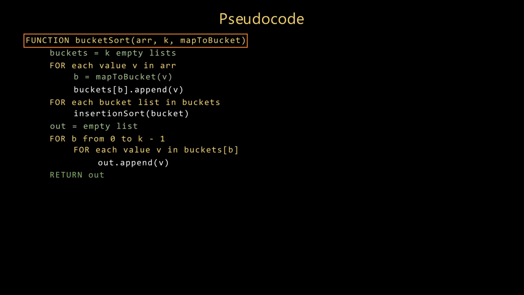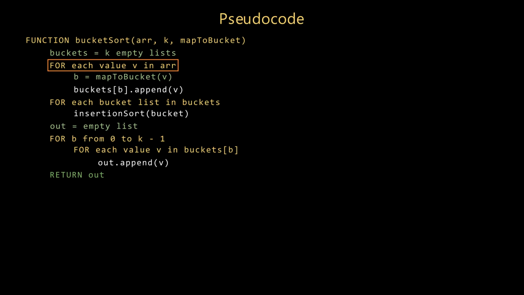Define bucket sort with the array, bucket count k, and a mapping function. Allocate k empty bucket lists. Scatter, loop over every input value. Map the value to a bucket index. Append the value into that bucket. Sort phase, visit each bucket list. Run insertion sort inside the bucket.